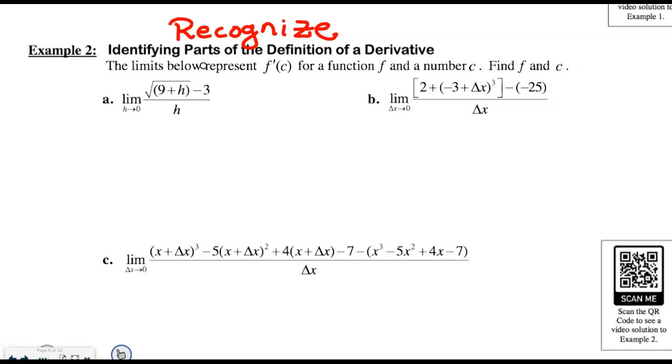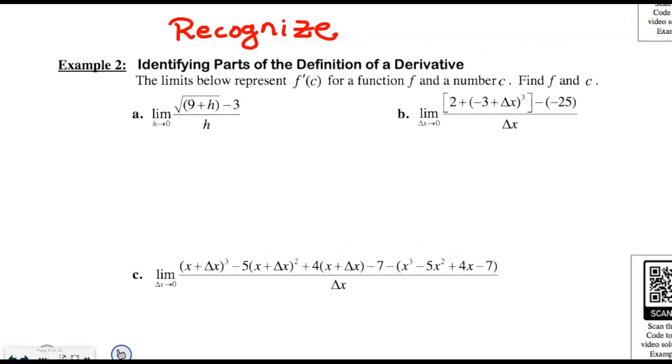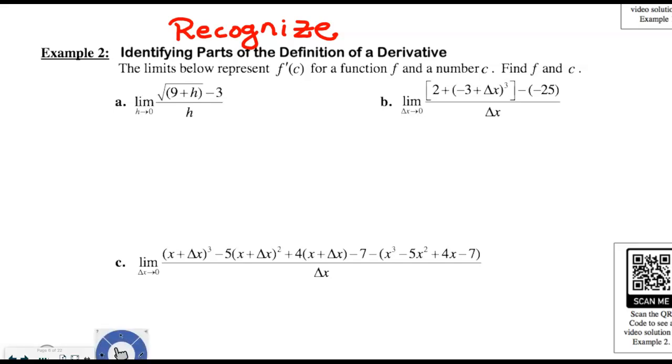It's saying that the limits below represent the, whoa! Oh, I forget I'm recording sometimes. Sorry, guys. I just went, whoa, in their ear.